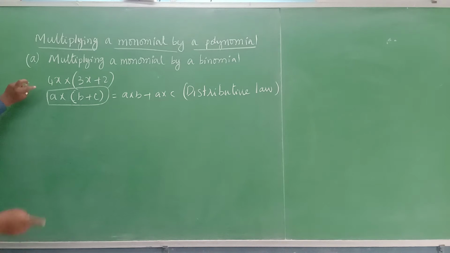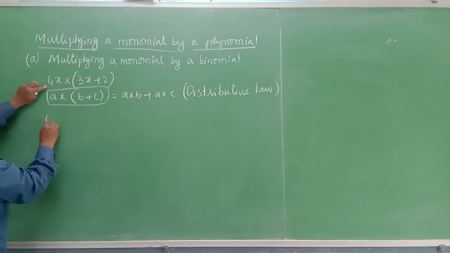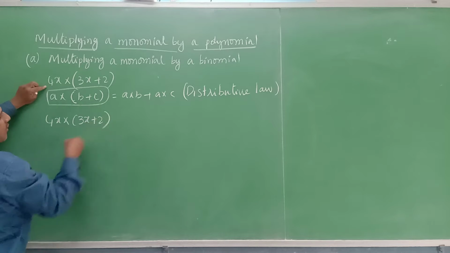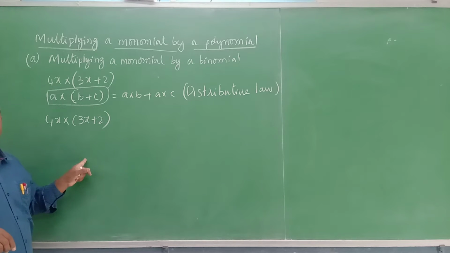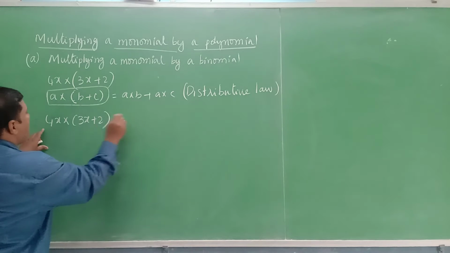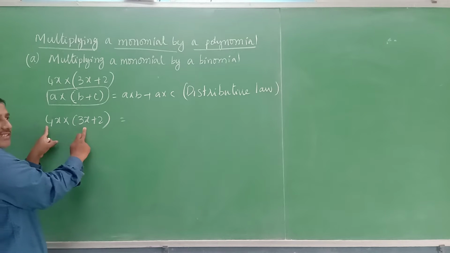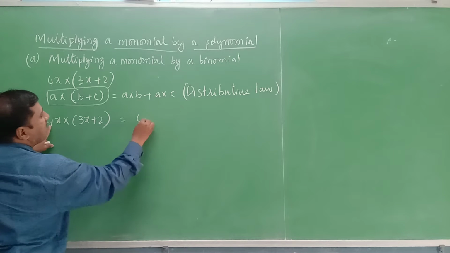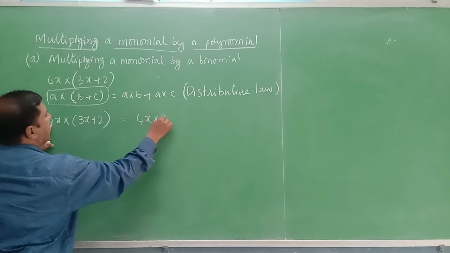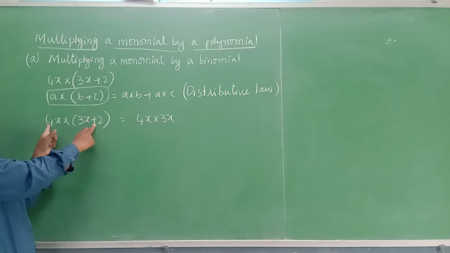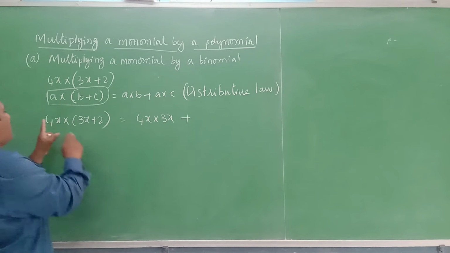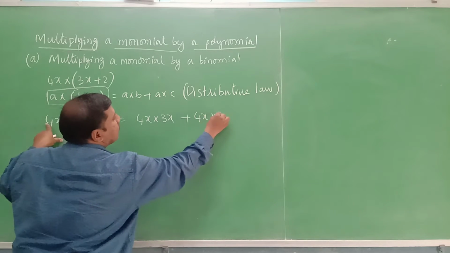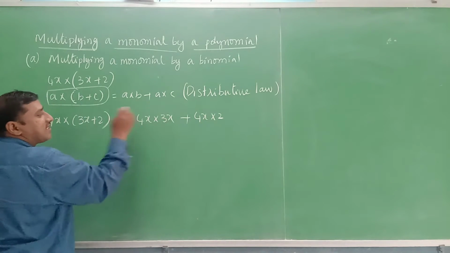Now come to our question. Here 4x is multiplied with 3x plus 2. 4x is multiplied with 3x, and again 4x is multiplied with 2. Now multiply 4x into 3x. Here we have a plus sign, so keep plus 4x into 2. Now simplify 4x into 3x.